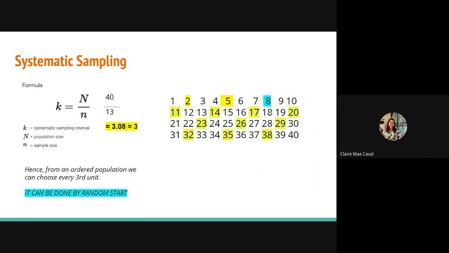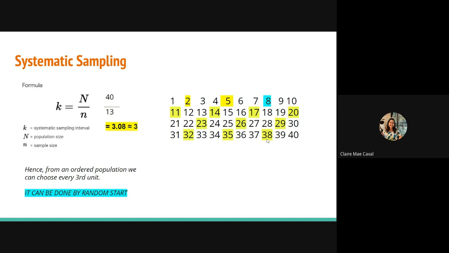We start with 8. Why do we start with 8? It can be done by random start. Okay? You can start anywhere, but I will choose 8. So 3 man yung sampling interval. Let's count. 1, 2, 3. From 8, so 11 yung next. 1, 2, 3, 14. 1, 2, 3, that's 17. 1, 2, 3, 20. 1, 2, 3, 23. And so on and so forth.